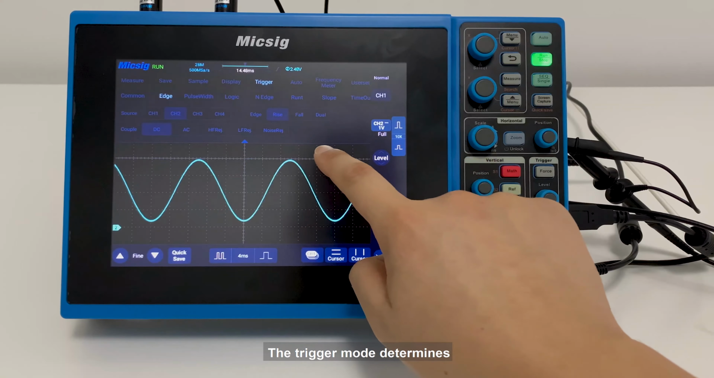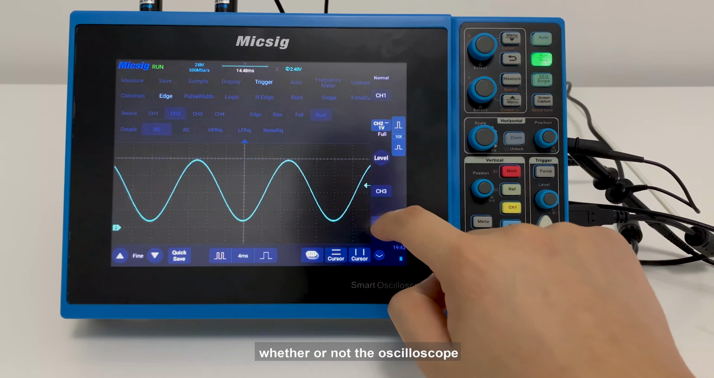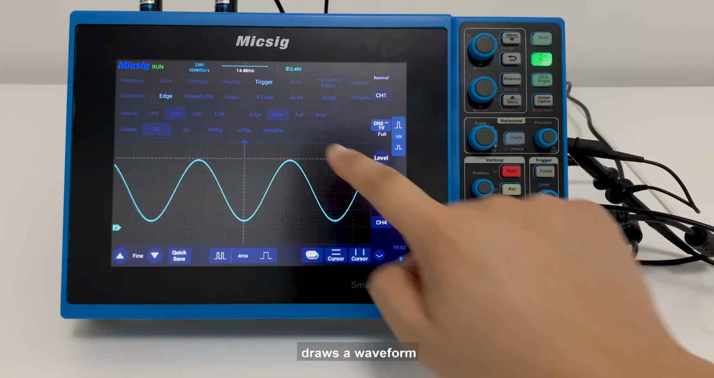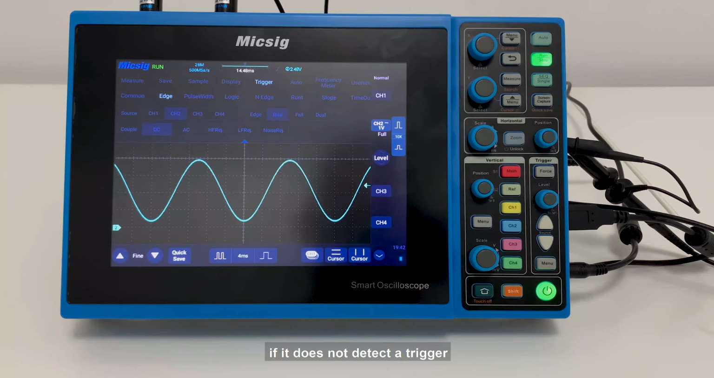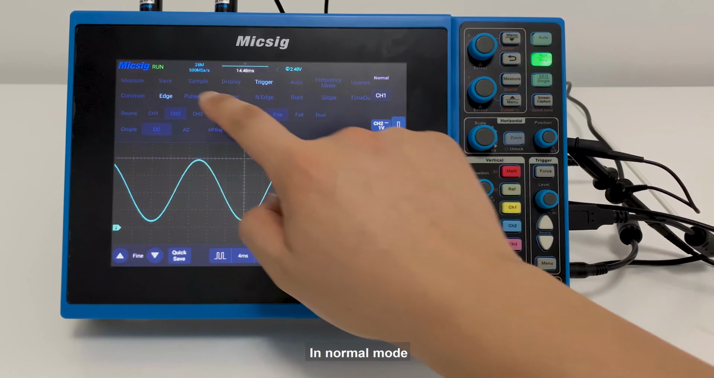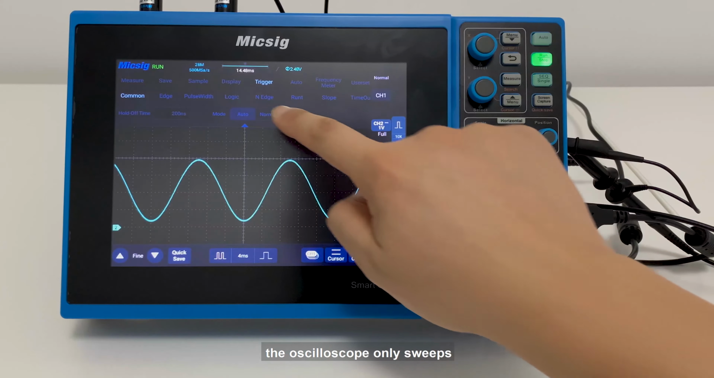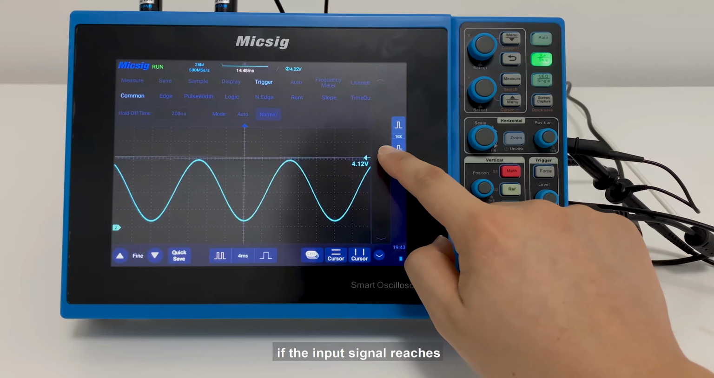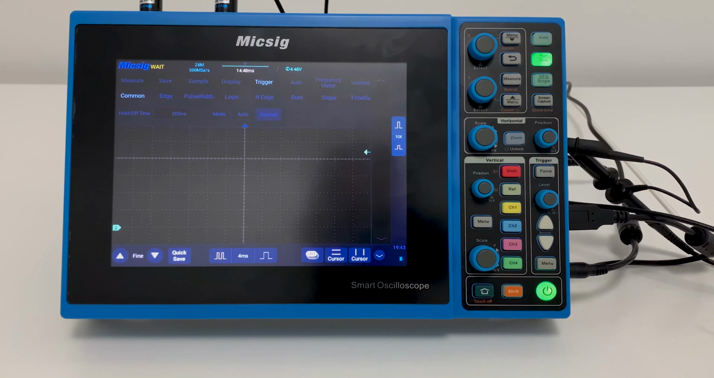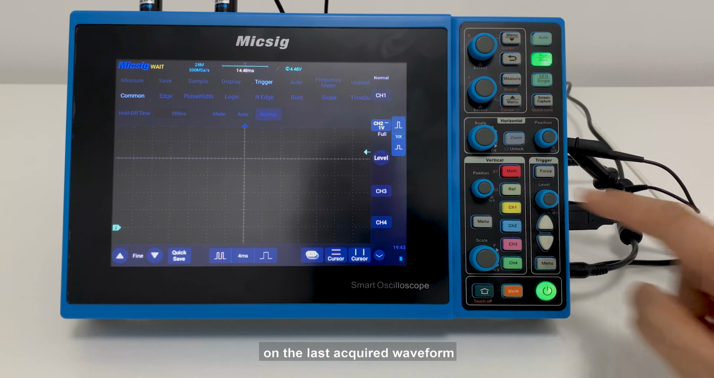The trigger mode determines whether or not the oscilloscope draws a waveform if it does not detect a trigger. Common trigger modes include normal and auto. In normal mode, the oscilloscope only sweeps if the input signal reaches the set trigger point. Otherwise, the screen is frozen on the last acquired waveform.